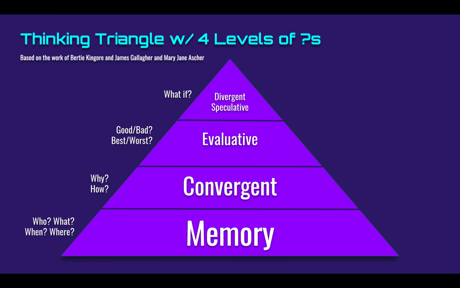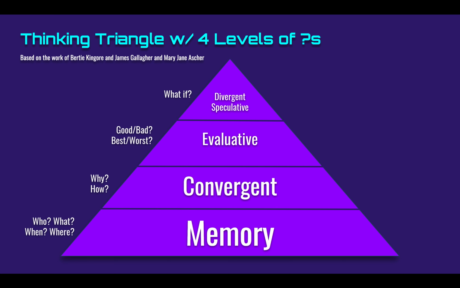Again, it's just a different level of thinking. It's not necessarily more important than convergent or memory, but it's just a different kind of thinking. Then from evaluative, we can move up into the divergent and the speculative kind of thinking. And this is where it gets really, really interesting. That's where you're asking kids, well, what if? Take something away, change something around. What happens when you change the conditions of something?